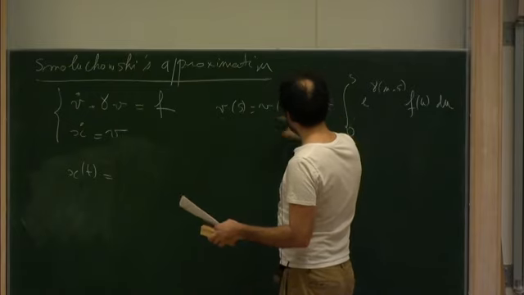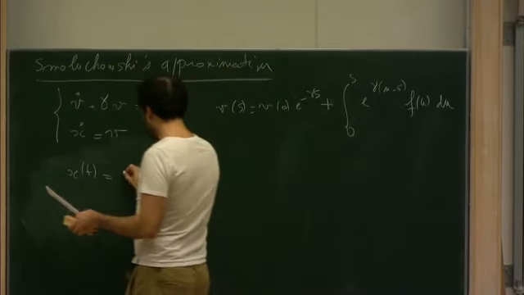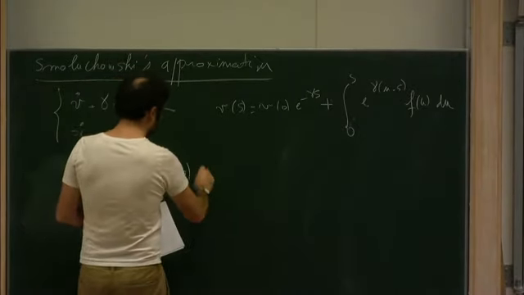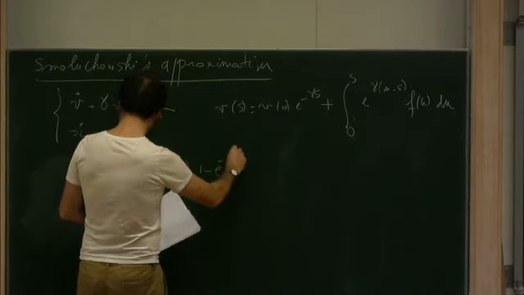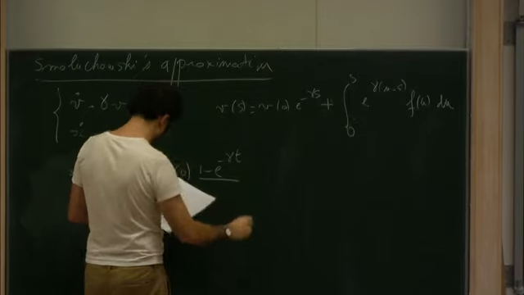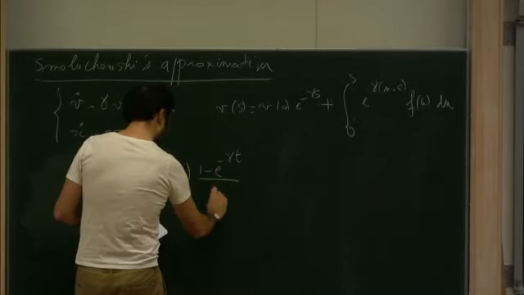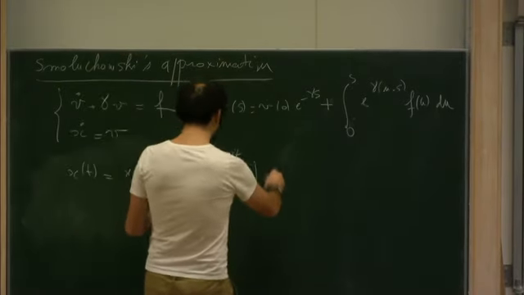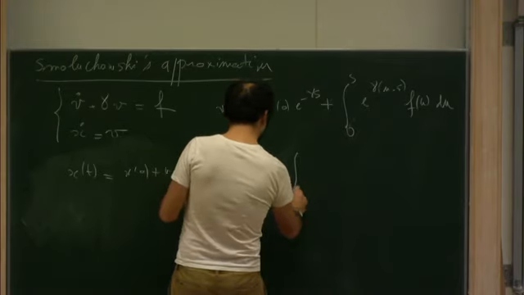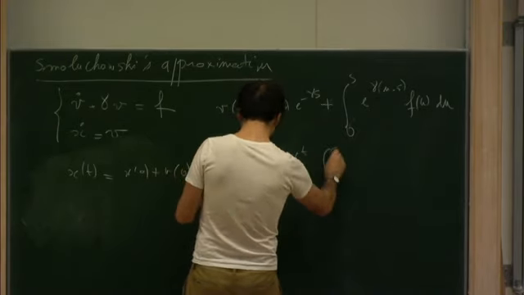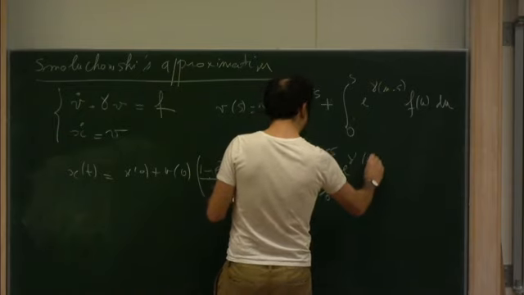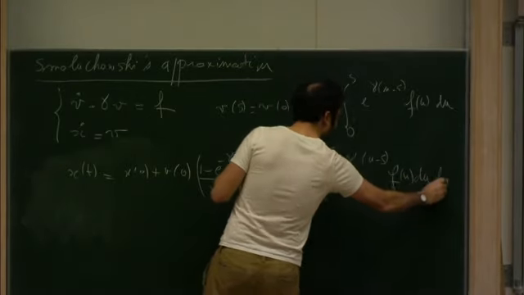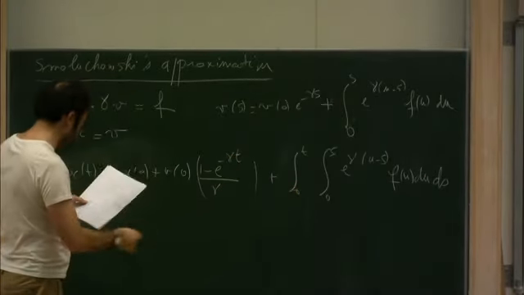So for this, you just formally integrate this. So this is x0 plus v0, and if we integrate, this will be 1 minus exponential minus gamma t, divided by gamma, right? Plus the integral from 0 to t of the integral from 0 to s of exponential gamma (u minus s) f of u du ds. You agree? I just integrate everything.